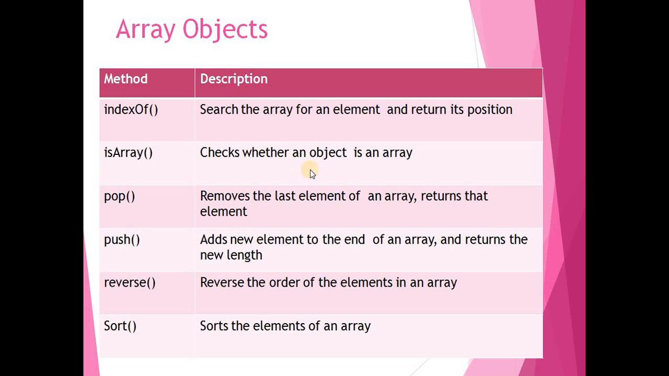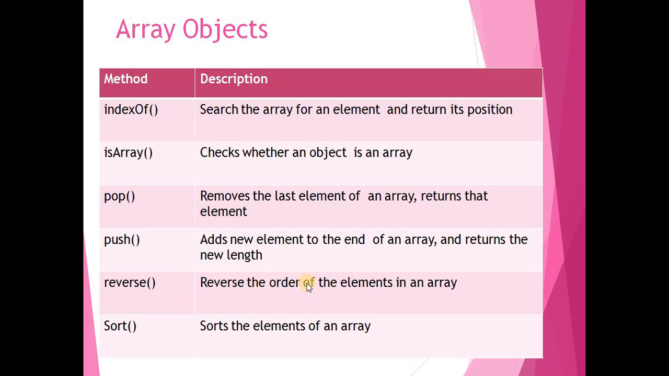isArray is going to check if it is an array or not. It will return true or false. Pop removes the last element of the array and returns it. Pop basically is going to delete an array element. The last array element is going to be deleted if you are using the pop method. Next, push adds a new element to the end of the array and returns the new length. Now push is the opposite of pop. It is going to add one element to the array.